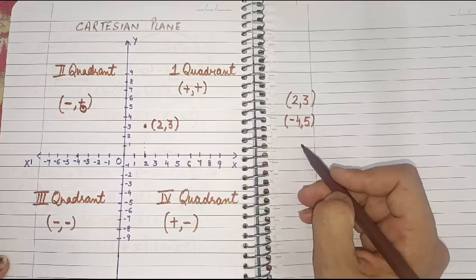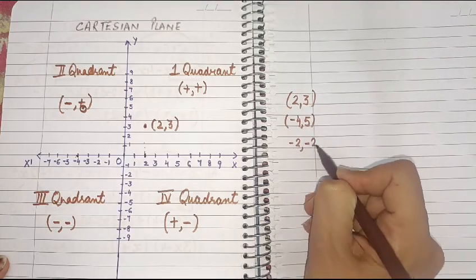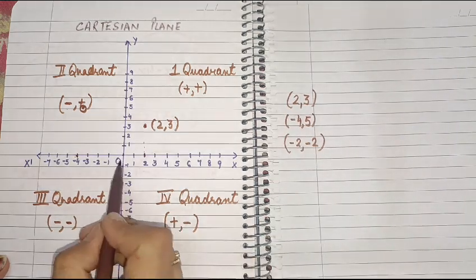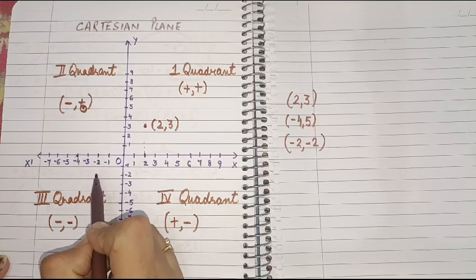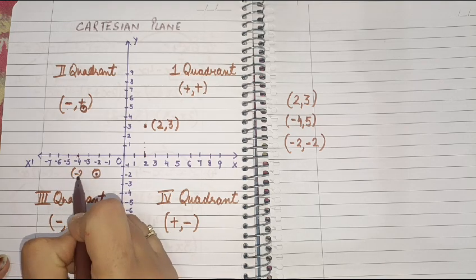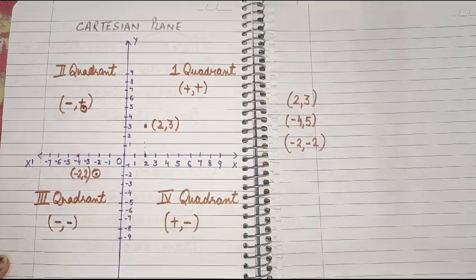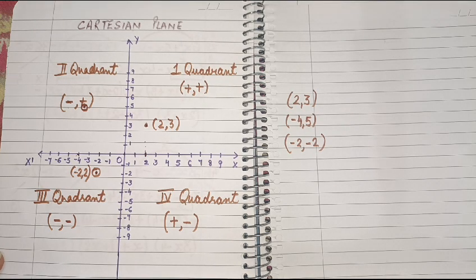Let me give you one last example. Suppose you have both numbers negative, minus 2, minus 2. So this is my minus 2 of the x-axis, right? And this is my minus 2 of the y-axis. So this is a point which is coming in the third quadrant, minus 2, minus 2. I hope now you can easily locate the numbers in any of the quadrants which are given to you.